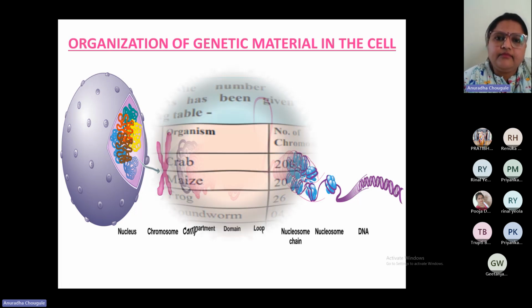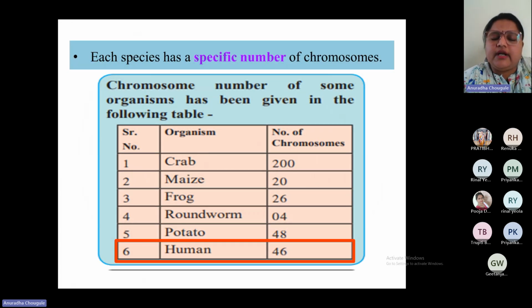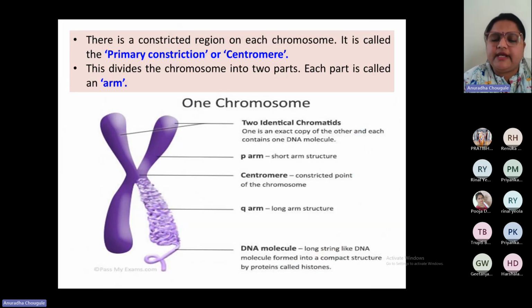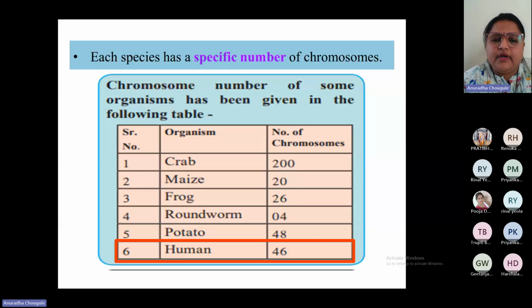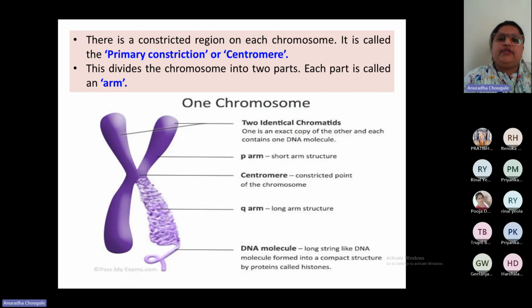Now each organism contains a specific number of chromosomes. For example, if you observe the different examples and the number of chromosomes present, in humans there are 46 chromosomes, in pairs, and each set contains 23 chromosomes, because the human cell is diploid. So this is the structure of a chromosome.